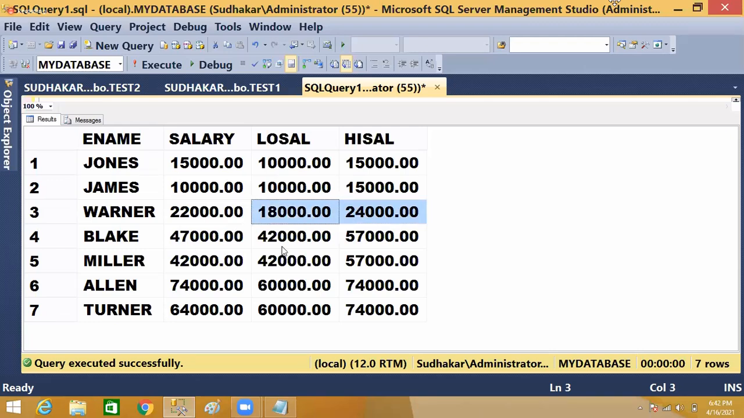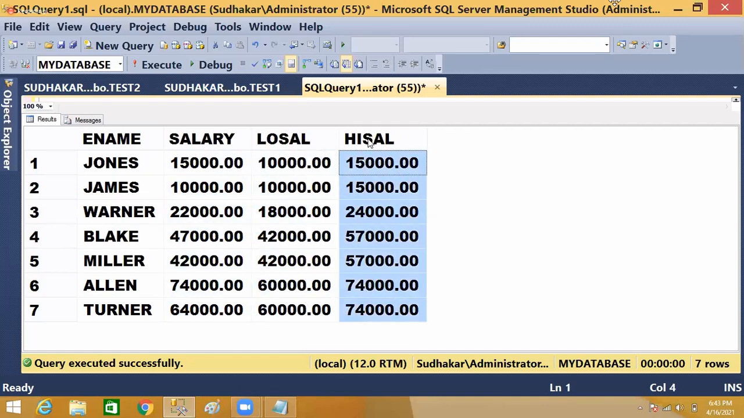Like 47, this person is also satisfied. 42, this person is also satisfied. 74, this person is also satisfied. 64, this person is also satisfied. That means, in total, 7 employees. The 7 employees' salaries are in between low salary and high salary.